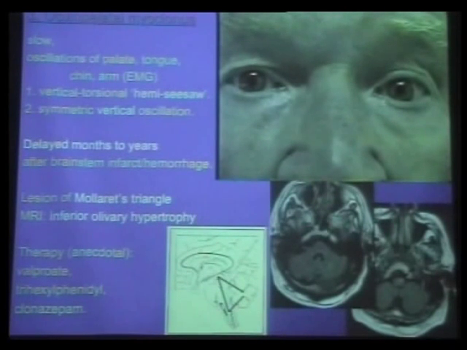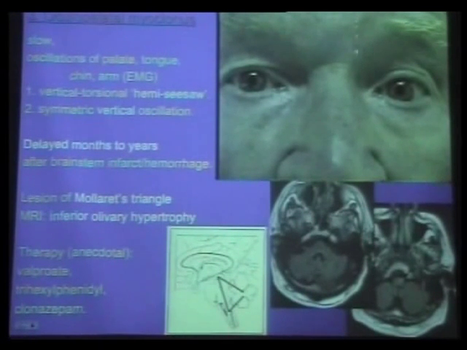The funny thing about this, then, is that when it tends to occur with a lesion, it tends to occur months to years after the inciting lesion. And usually that inciting lesion is something like an infarct or a hemorrhage in the brainstem. So it's actually like a super sensitivity, long-term problem that emerges after time has passed. The lesion usually is something we call Mollaret's triangle, which is going from the dentate nucleus to the red nucleus, back down through the central tegmental tract down to the olive down here, and then back into the cerebellum. That's a gaze stabilization circuit.